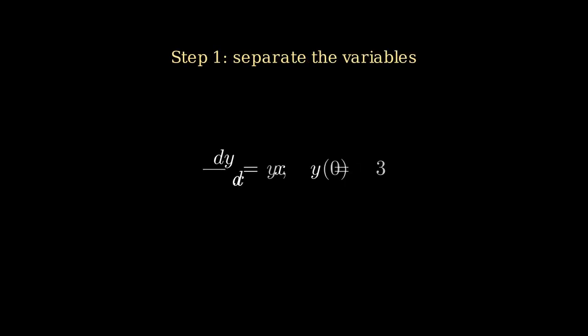Step 1. Separate the variables. We move all the y terms to one side and all the x terms to the other side. This gives us 1 divided by y dy equals x dx.